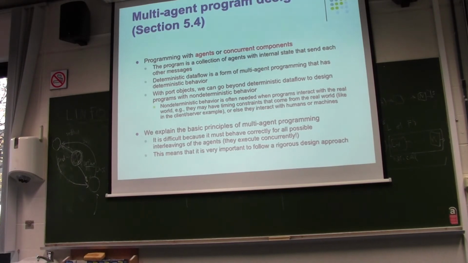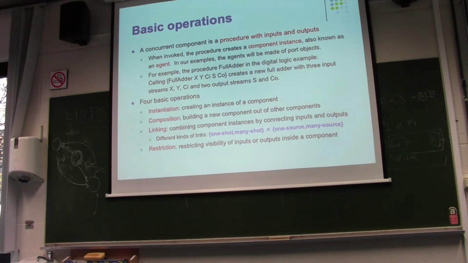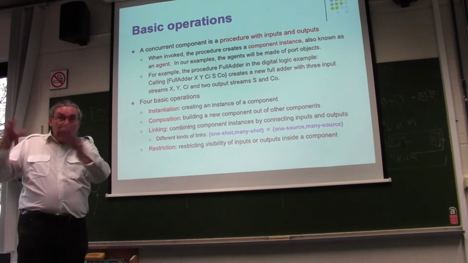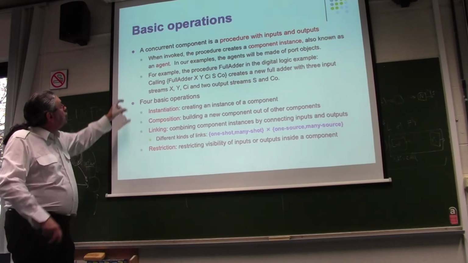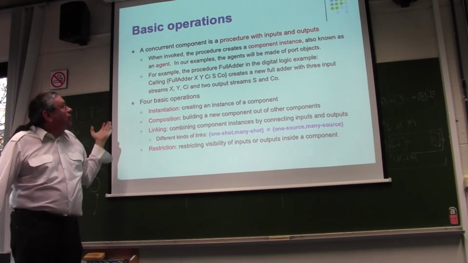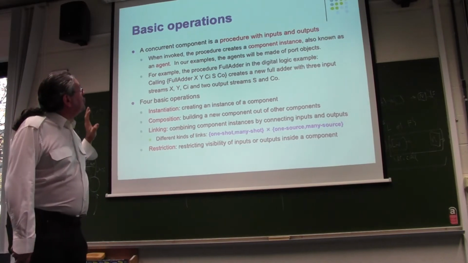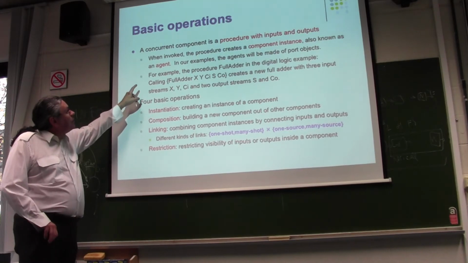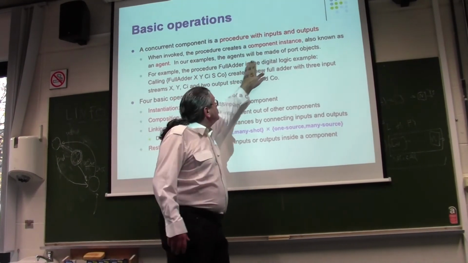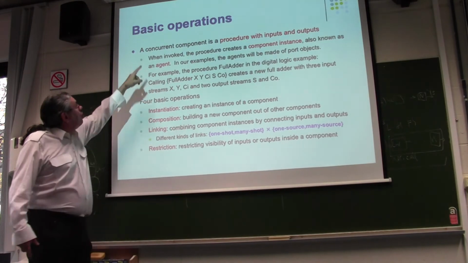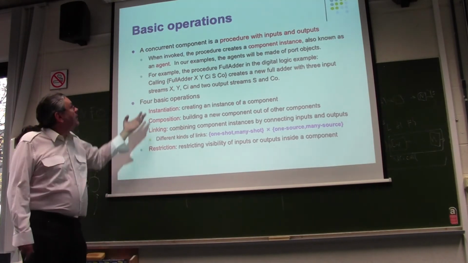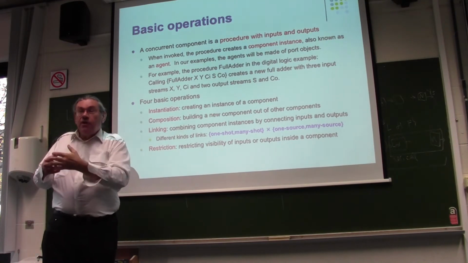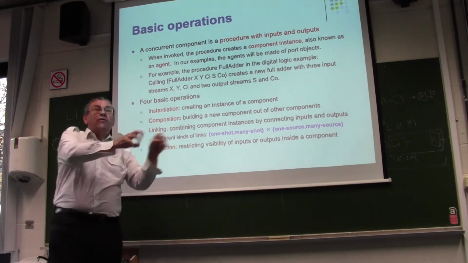Okay, so first I want to explain a methodology with some basic ideas, and after that I'll show you a big example. A concurrent component, or an agent, is a procedure with inputs and outputs. When I call that component, I create an instance, which is the agent. So the concurrent component is like a class, and an agent is like an object. You can have many agents that have the same behavior internally.